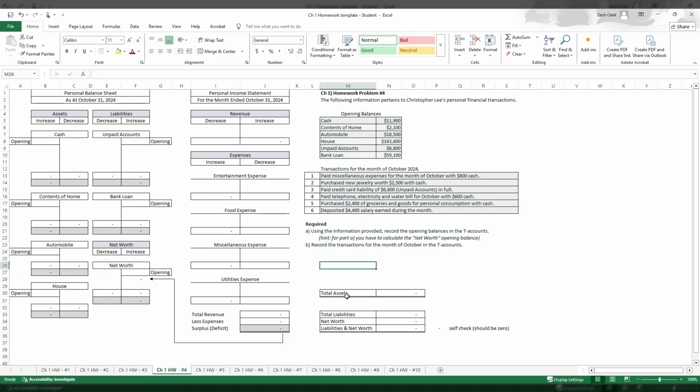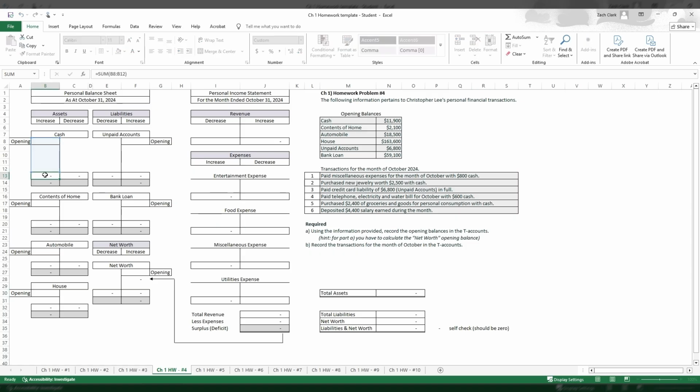When we get to the end of the problem, we're again going to want to make sure that our total assets equal our total liabilities plus net worth. I have what's called a check figure in place here, a self-check figure. It will tell us as we do our work whether or not we are in balance, and that essential accounting equation remains true. Okay, so let's begin by putting in our opening balances.